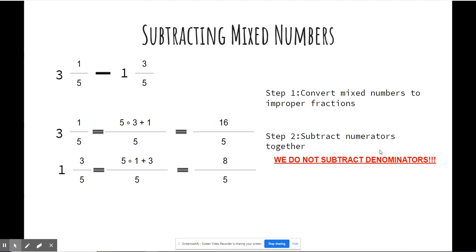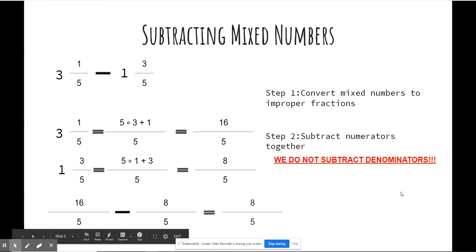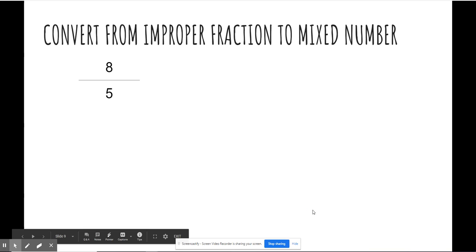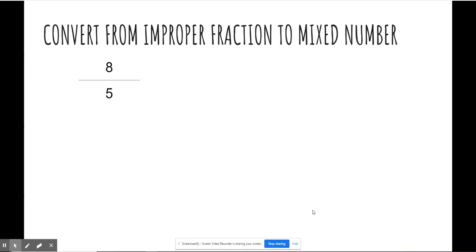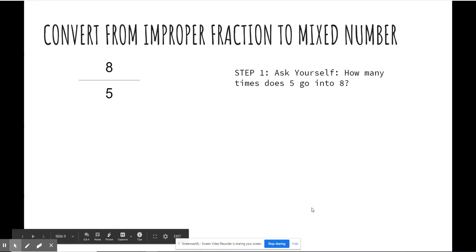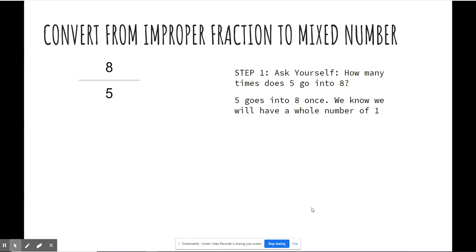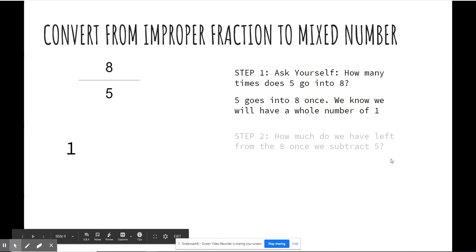Next, we subtract our numerators together, and we don't touch our denominator. 16 minus 8 is 8. 8 over 5. Now, we're going to convert back. We're going to go from our improper fraction to our mixed number. So we have 8 fifths. Ask yourself, how many times does 5 go into 8? We know it goes in 1 time. So that's our whole number. 1 becomes our whole number.